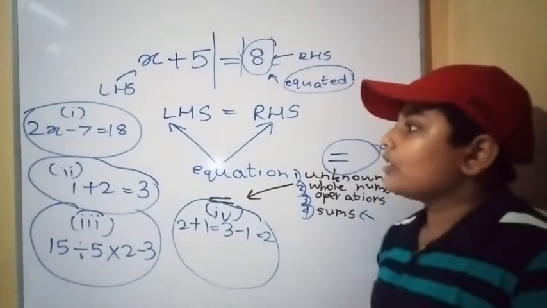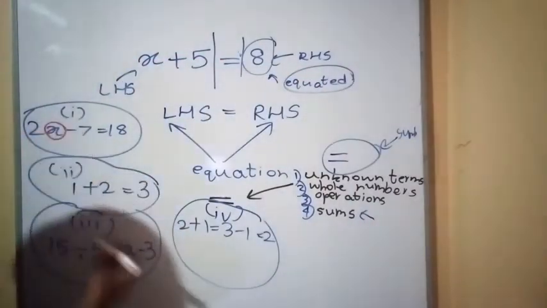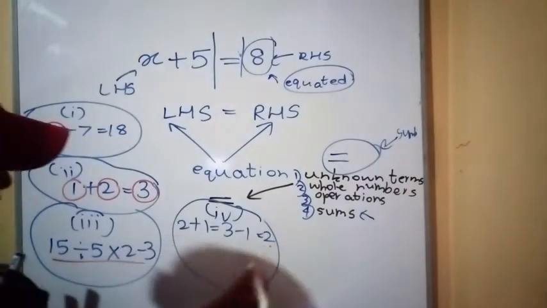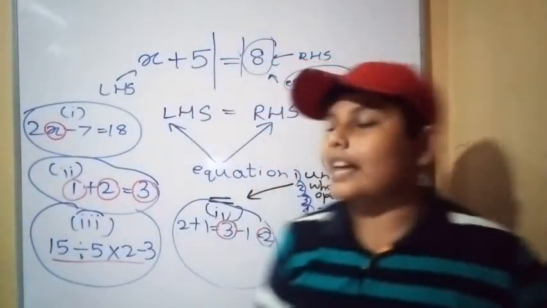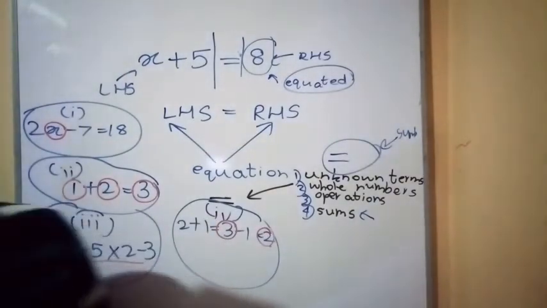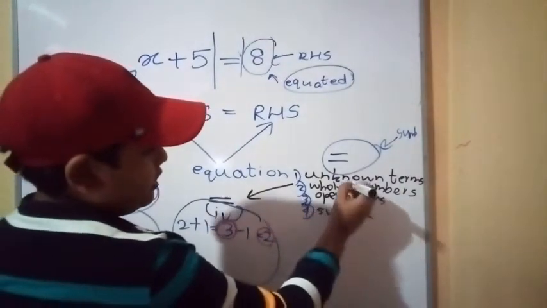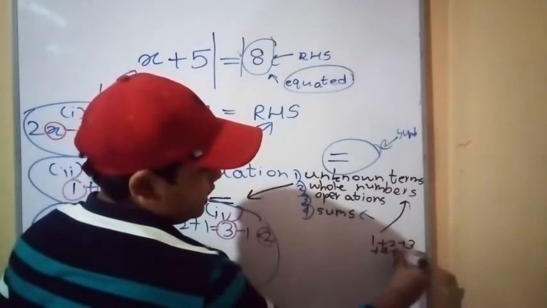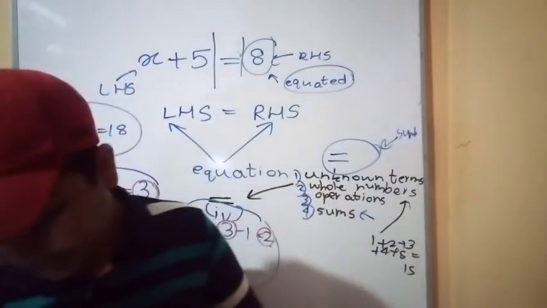That is for the unknown term 2x; this is the unknown term. Whole numbers are these 3. Operations are this, and the sums are this and this. The whole numbers also mean the numbers. Categorize this as numbers too: 1 plus 2 plus 3 plus 4 plus 5 means 15, like that. These are numbers also. Now categorize this.